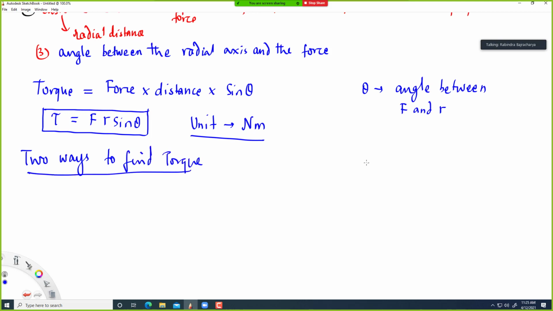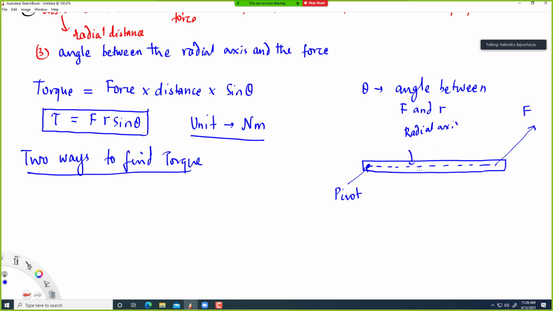So let's say there is a door or something that is fixed about an axis. Okay, so this fixed point we call the pivot. And let's say you're applying force in this direction. Okay, this is the radial axis. So the distance between the pivot and the point where you apply the force is r, and you want to find the torque, how much torque you produce.